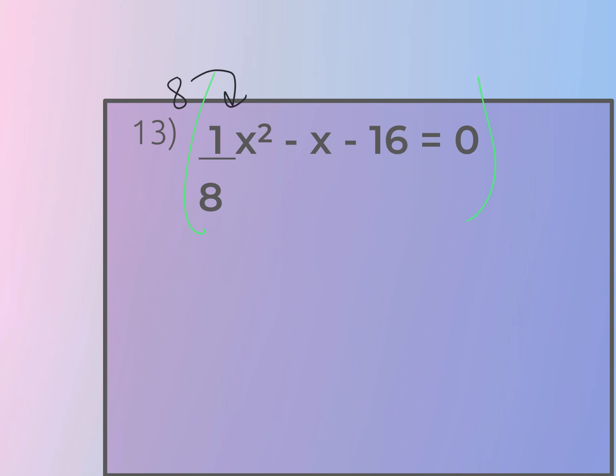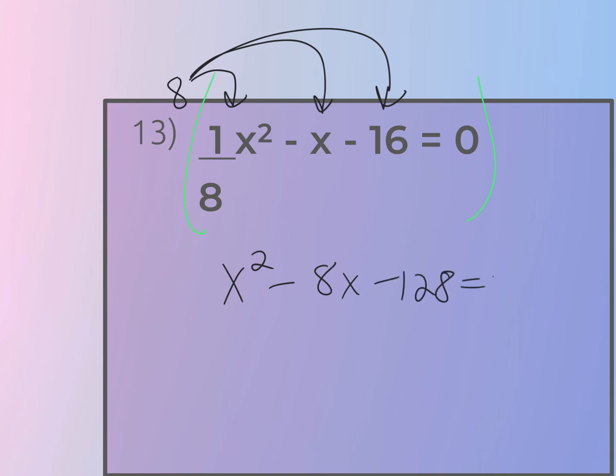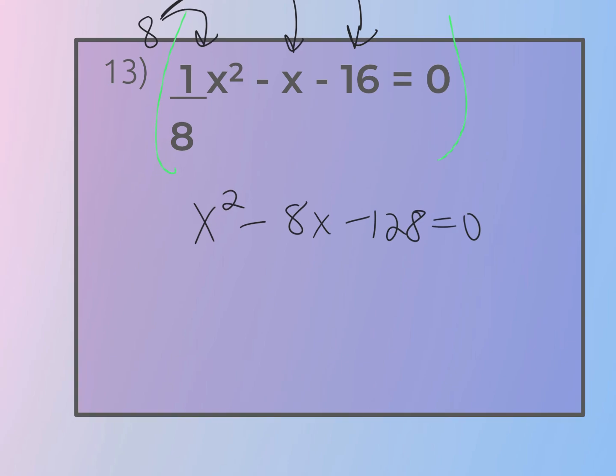So when I multiply here, what's 8 times 1? 8 divided by 8 is 1, so I have x squared. Then 8 times negative 1x is minus 8x. And then I have 8 times negative 16. Some of you are like, oh my, are you serious? Yes, guys, write it down. What's 16 times 8? Good. Negative 128 equals 0.